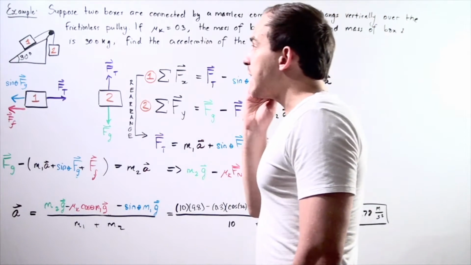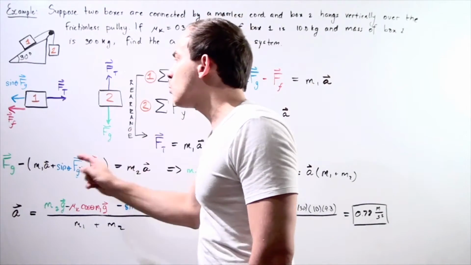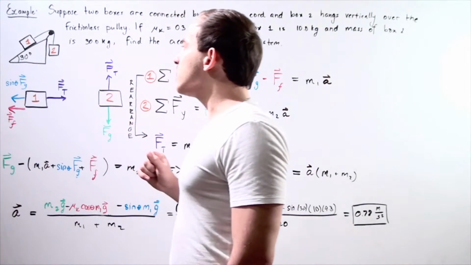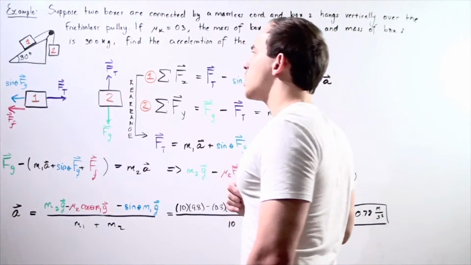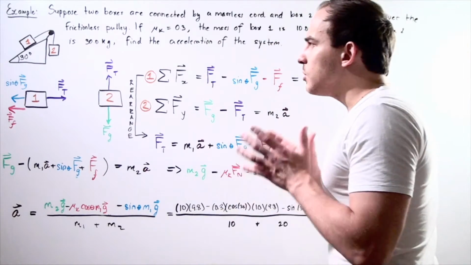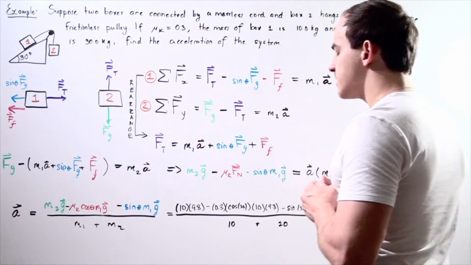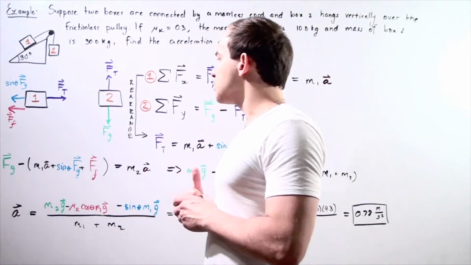So, note that box number 2 will go downward, will accelerate downward along the y-axis, while box number 1 will accelerate upward along our slope, along the surface of the inclined plane. So, to begin, let's label all the forces acting on box number 1 and all the forces acting on box number 2. So, let's begin with box number 2.